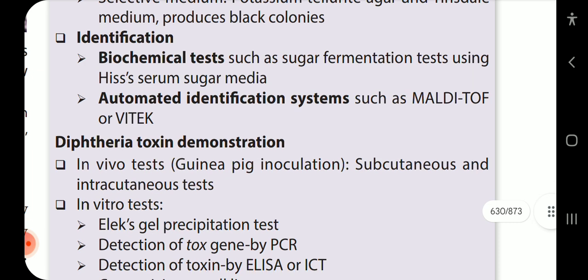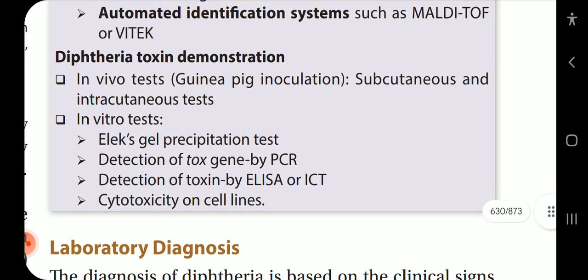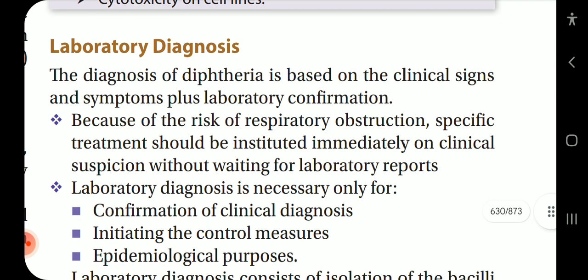Identification: biochemical tests such as sugar fermentation test using Hiss serum sugar media, and automated identification systems such as MALDI-TOF and Vitek. Diphtheria toxin demonstration: in vivo test, guinea pig inoculation, subcutaneous and intracutaneous test. In vitro tests: Elek's gel precipitation test, detection of tox gene by PCR, detection of toxin by ELISA or ICT, and cytotoxicity on cell lines.